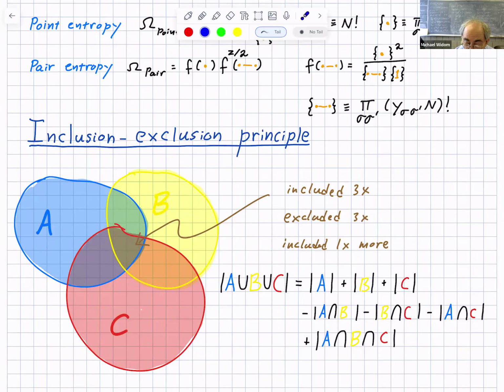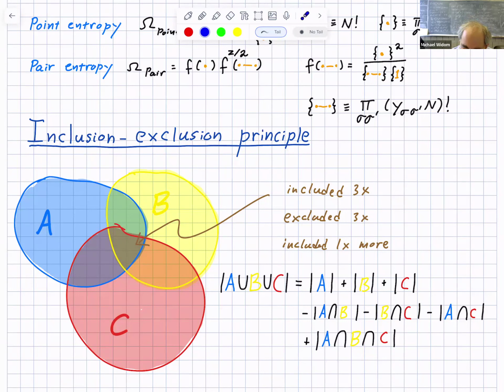So we'd better remove the intersection of A with B, also B with C, and also A with C. But then we would see that this region here in the center has been included 3 times, way too many times, but then we removed it 3 times again. And so we see we have to include it 1 more time. And so here it is added back in.